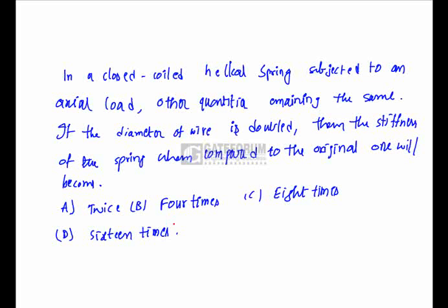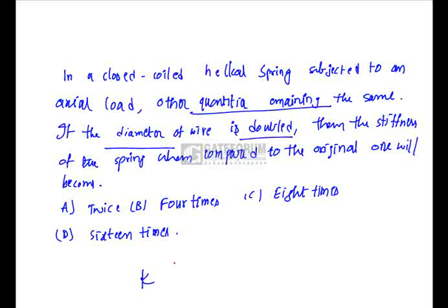Okay, now we will look into the problem. The problem is something like this. A closed coil helical spring is subjected to an axial load. The spring stiffness coefficient we can consider as K. All other quantities remain the same, that means all other constants remain the same, and only the diameter is doubled.